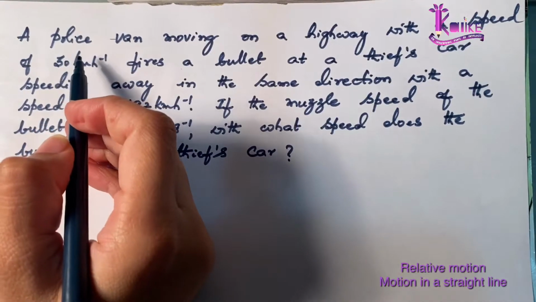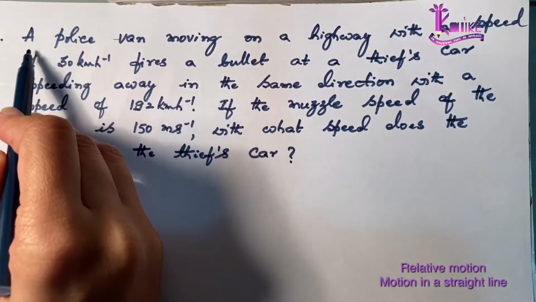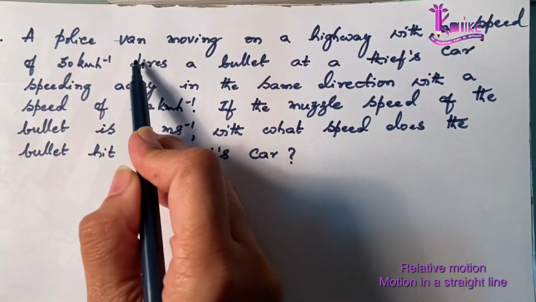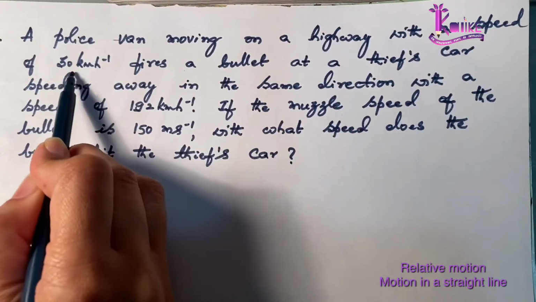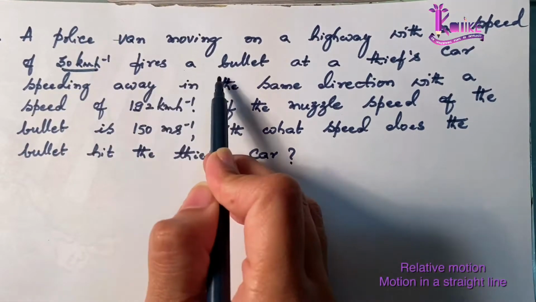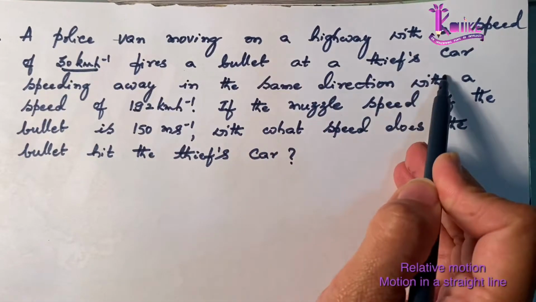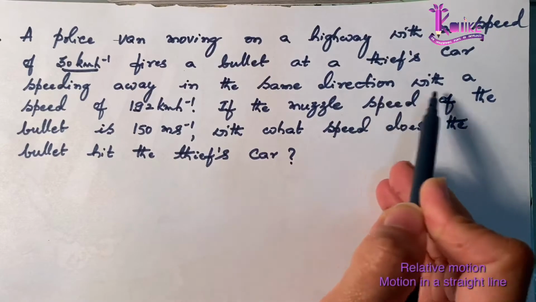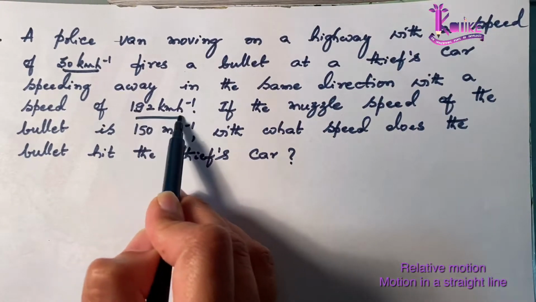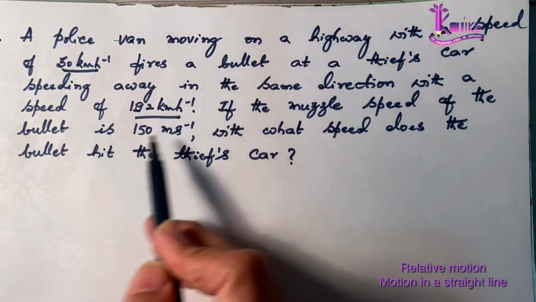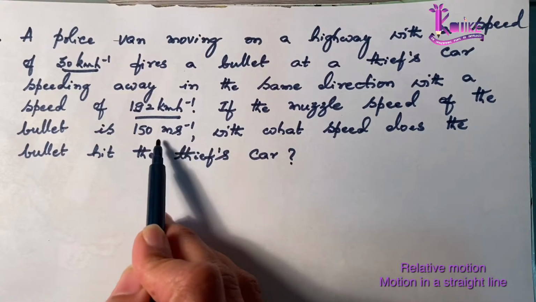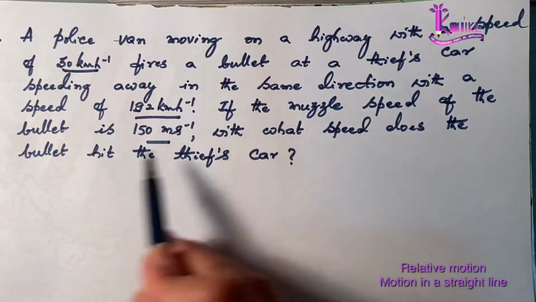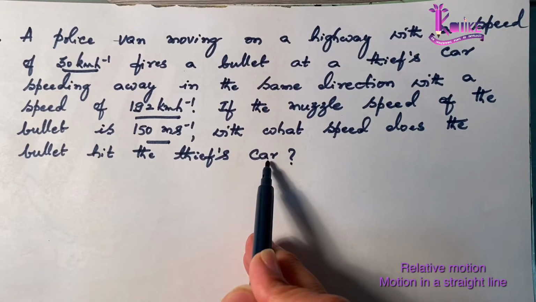Let's take up the next numerical, which reads: A police van moving on a highway with a speed of 30 km/h fires a bullet at a thief's car speeding away in the same direction with the speed of 192 km/h. If the muzzle speed of the bullet is 150 m/s, with what speed does the bullet hit the thief's car?